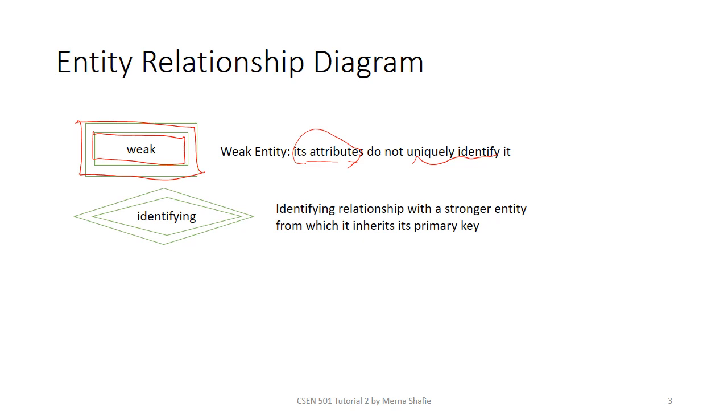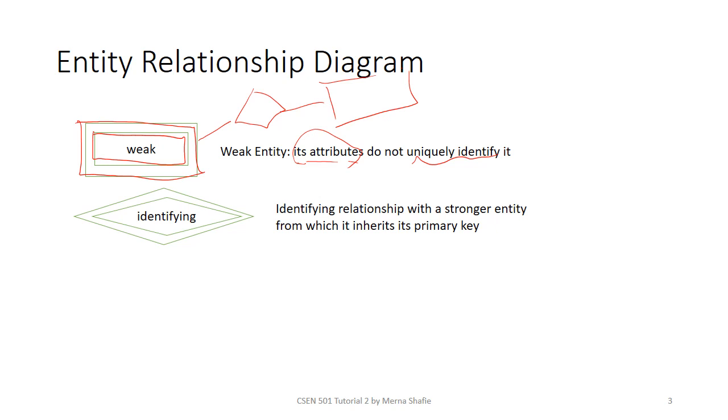We are going to make use of a stronger entity. So I need to have a stronger entity, a normal entity that can be uniquely identified on its own, and there should be a relationship that connects them together, so that the weak entity would inherit or make use of this strong entity in order to be uniquely identified. So it will be uniquely identified with the attributes of the stronger entity.